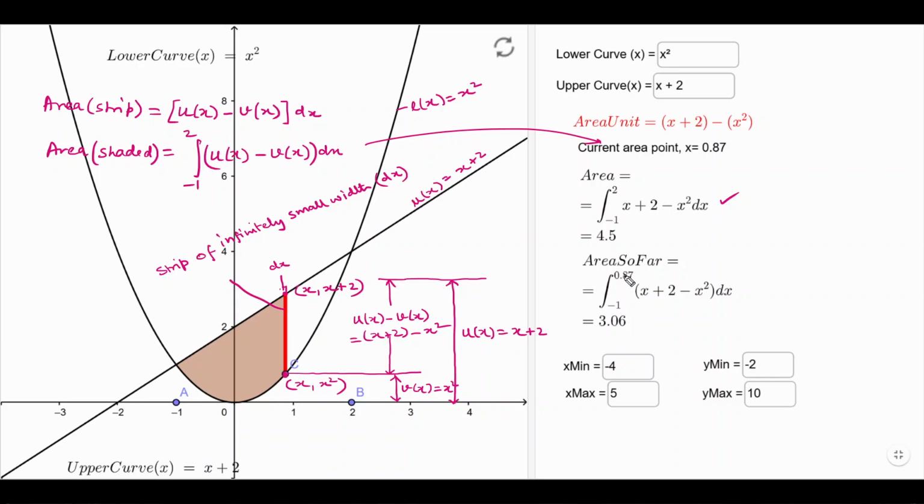At the moment, the x value is 0.87. So we are getting the area from -1 to 0.87, and that is 3.06. Now let's explore this further. So I'm erasing this.